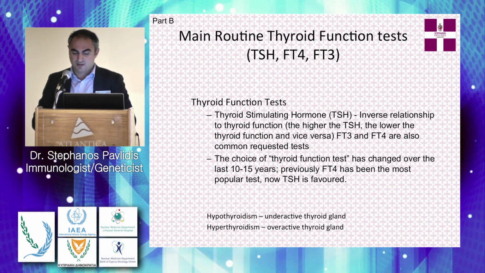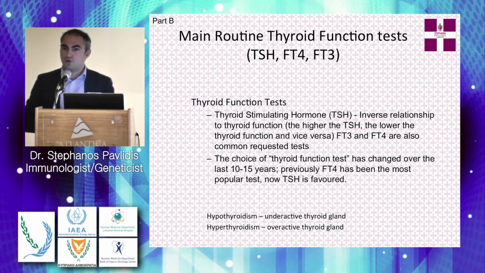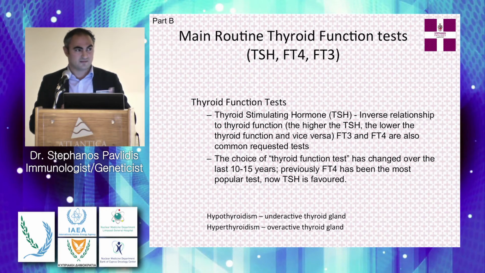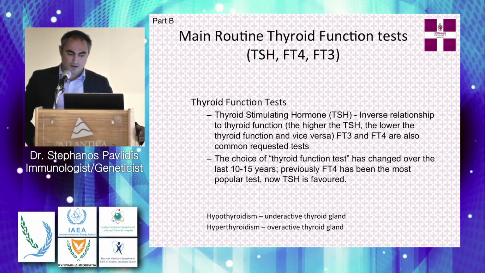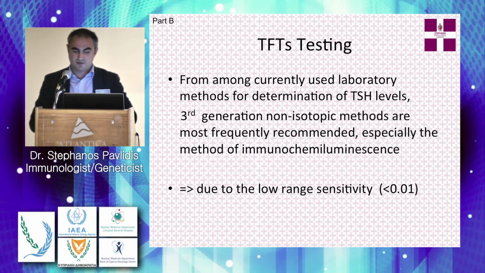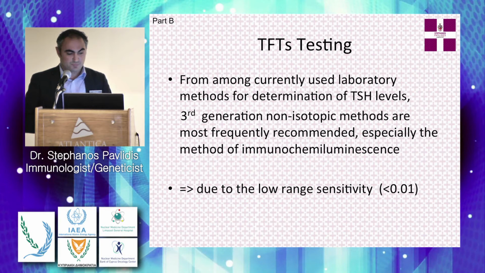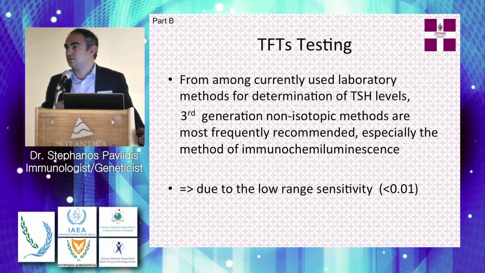The choice of thyroid function test has changed over the past 10-15 years. Previously, and this might be confirmed by the endocrinologists in the room, the free T4 was the more commonly assigned test, and now things have changed, and TSH is the most common test. Among currently used laboratory methods for determination of TSH levels, third-generation non-isotopic methods are most frequently recommended, especially the method of immunochemiluminescence, as I described earlier. And this is due to the low range sensitivity of this particular method.